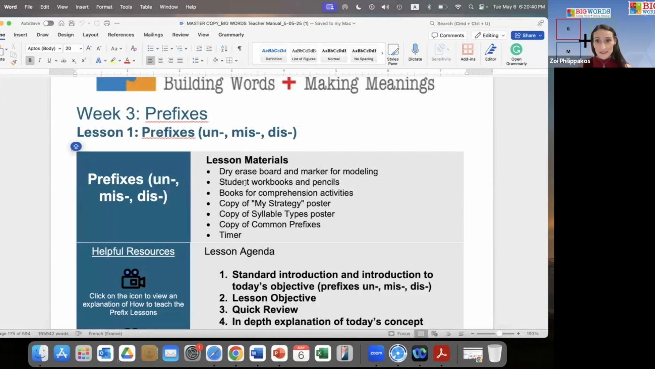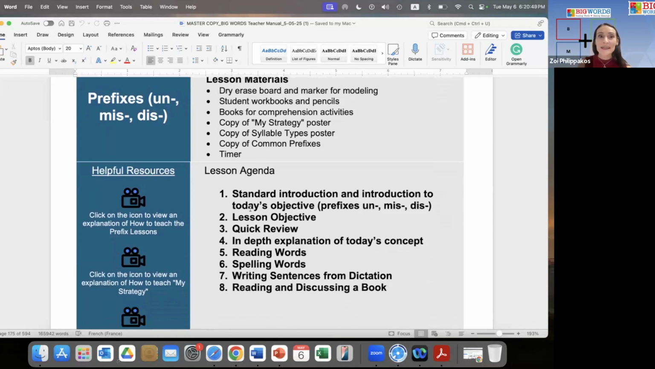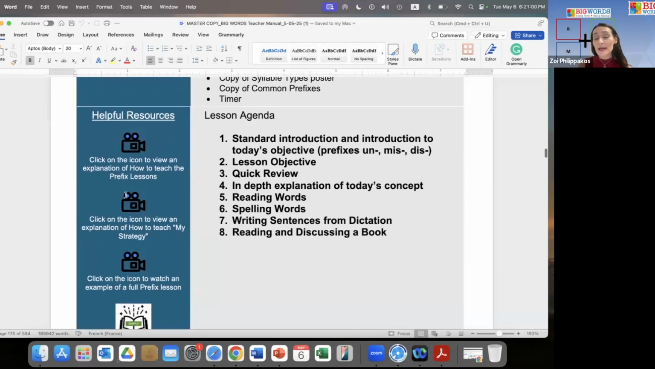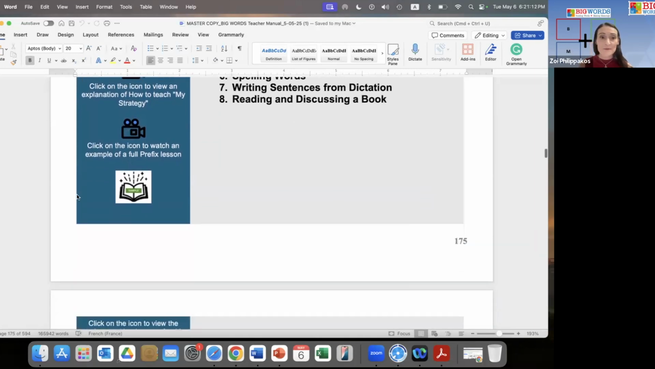If I go to the first lesson, you will see again that we have the lesson materials that you will be using, the lesson agenda, how the agenda will go, what the lesson will look like. Then we will have the prefixes that are the focus of the day. And if you click on that video, you will go to this video explaining the lesson and how to teach the prefix lesson. But also you will have a video on the strategy in case you need a quick reminder on how to do the reading or the spelling strategy. And finally, you can watch an example of an entire video on the prefix lesson.